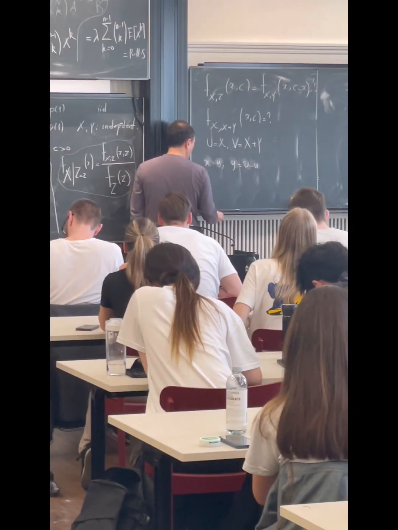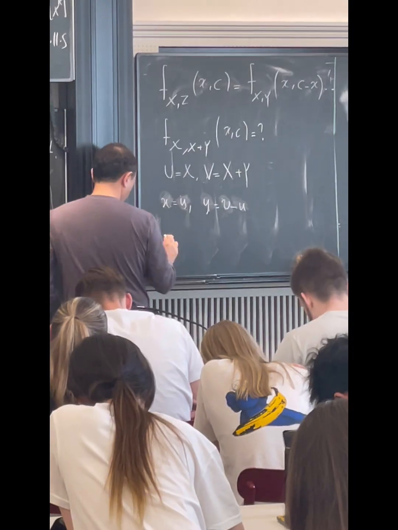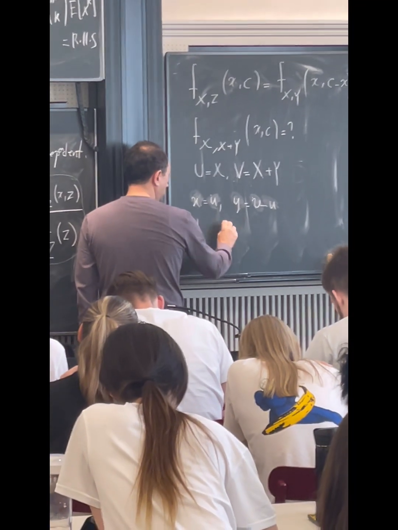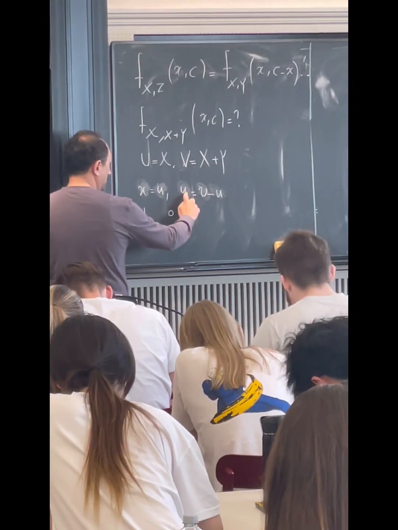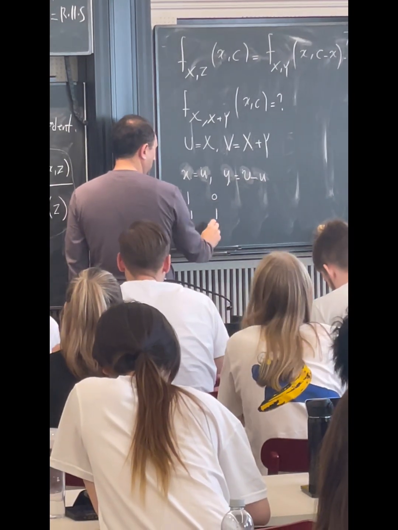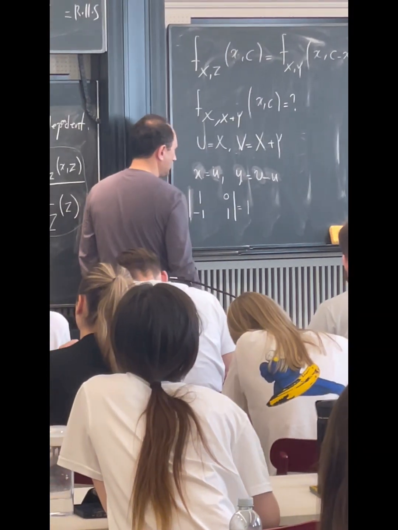Okay, so do you remember we have to calculate the Jacobian? So derivative, let me write it fast. Derivative of this one is 1 with respect to u, with respect to v is 0. Derivative of this one with respect to u is minus 1, with respect to v is 1. I take the determinant, it is 1, and the absolute value is also 1.